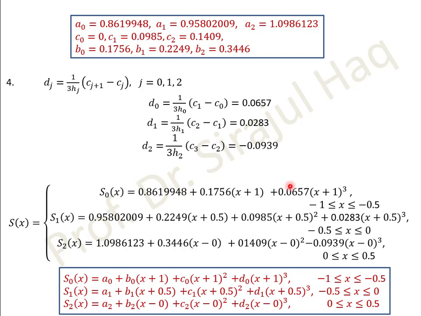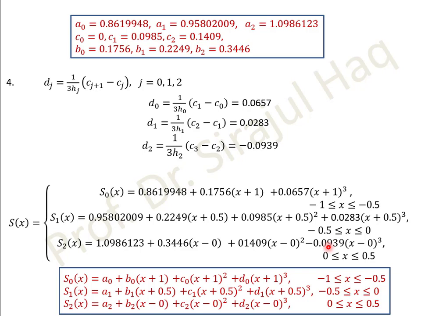And similarly, C0 is 0, which is missing here. C0 is 0 now. C1 is there. C2 is there. And similarly, D0 is there. This is the value of D1 and this is the value of D2. And it completes your construction of the natural splines.